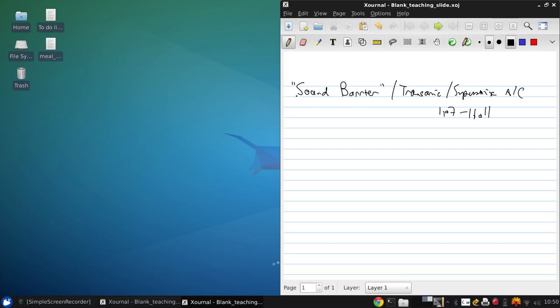So I put sound barrier in quotation marks here because obviously this is no true barrier. We have aircraft that have been flying faster than the speed of sound, so M infinity greater than 1, for over half a century.